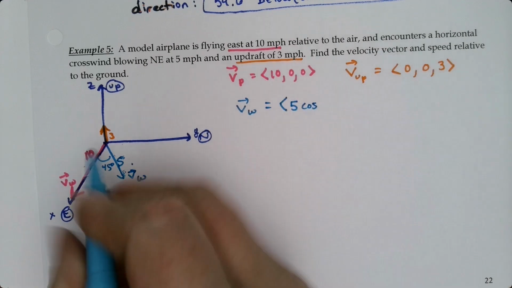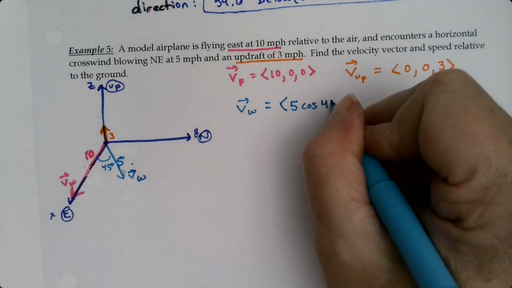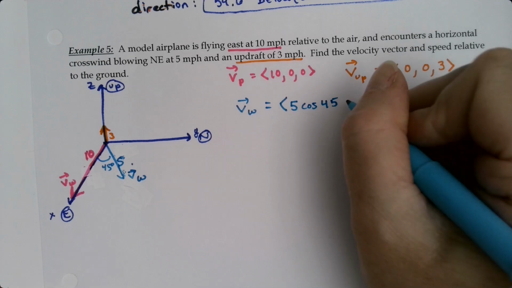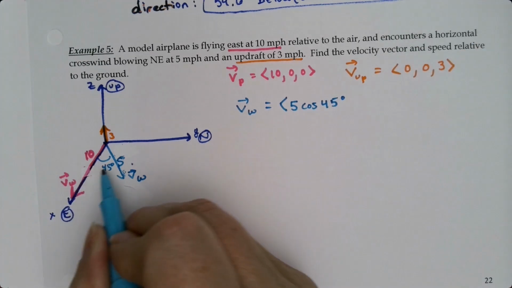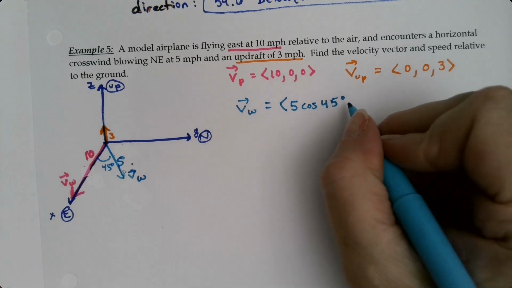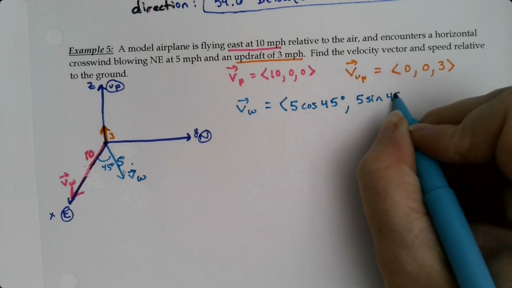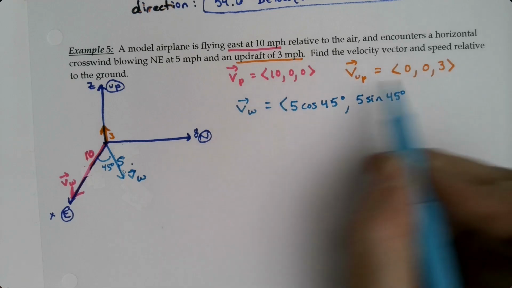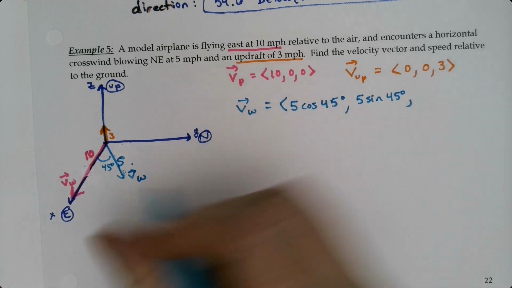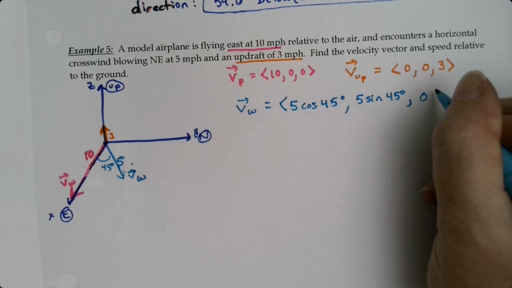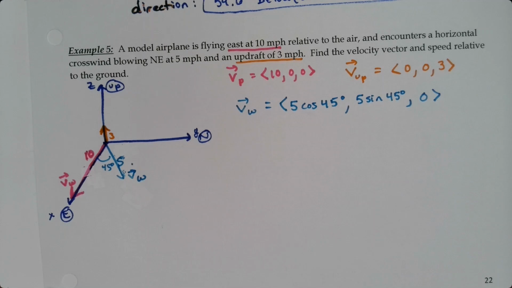cosine of, and then the angle is 45 because it's due northeast. So 45 degrees, and that's the positive east north. That's quadrant 1, octant 1. Everything's fine. So 5 sine of 45. Now, if you look at the other components, they all have x, y, and z. This is in the xy plane, so the z component is 0. And there we have it.